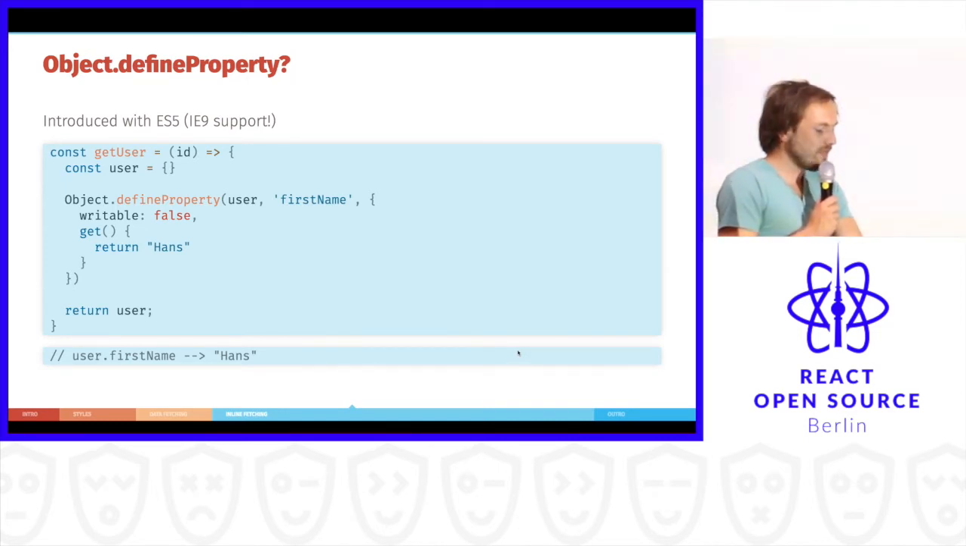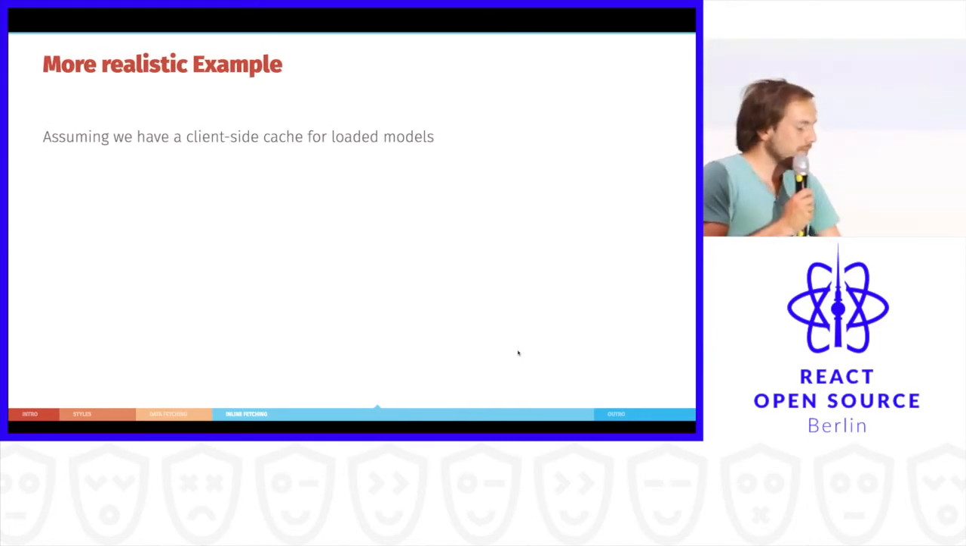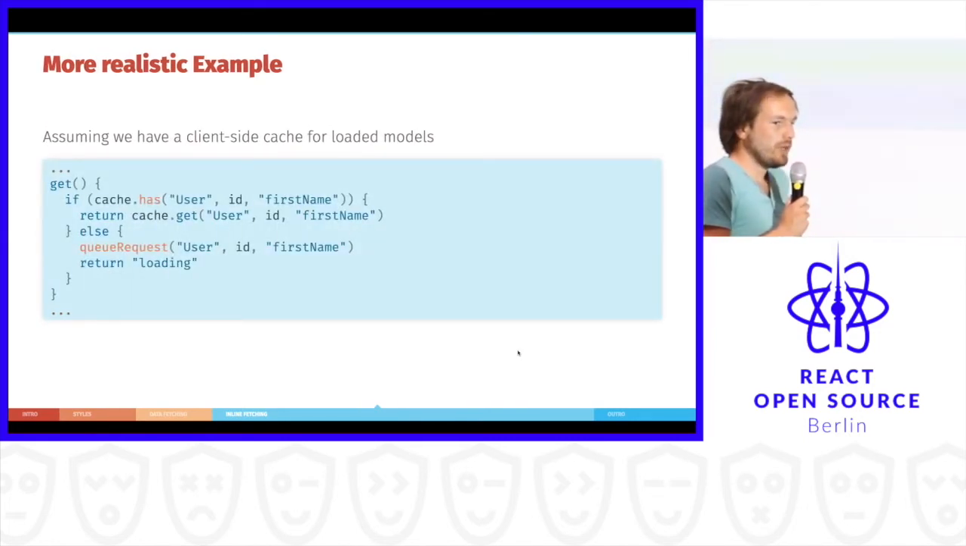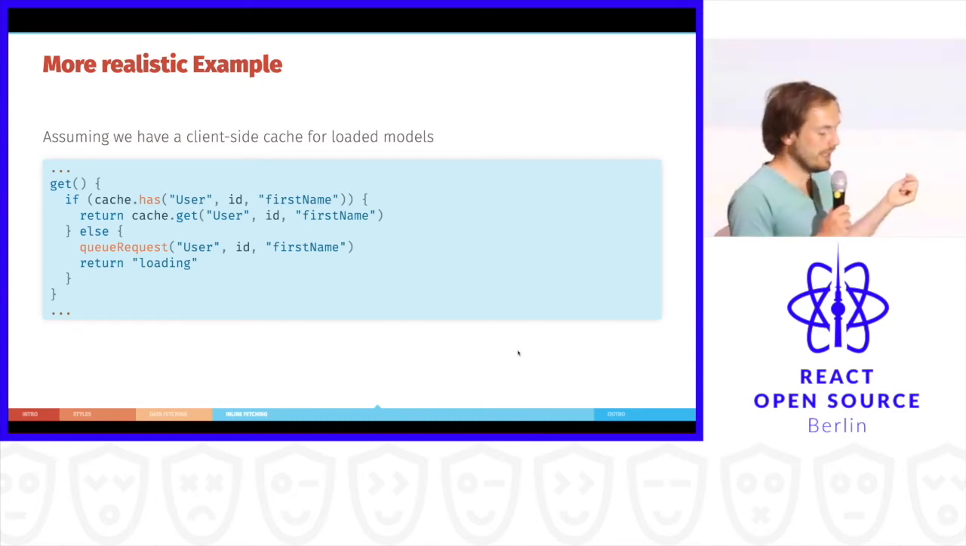So to look at a more realistic example, we are assuming that we are working with a cache, where we have some data potentially loaded already on our client. In that instance, in our getter method, we're looking inside the cache. Do we have a user object loaded already with the following ID, and do we have the property firstName loaded already? If that is the case, just get the information from the cache. If that isn't the case, queue a request for that exact information and return some string that we defined. It might be loading, it might be unknown, it might be null, whatever fits our use case here.